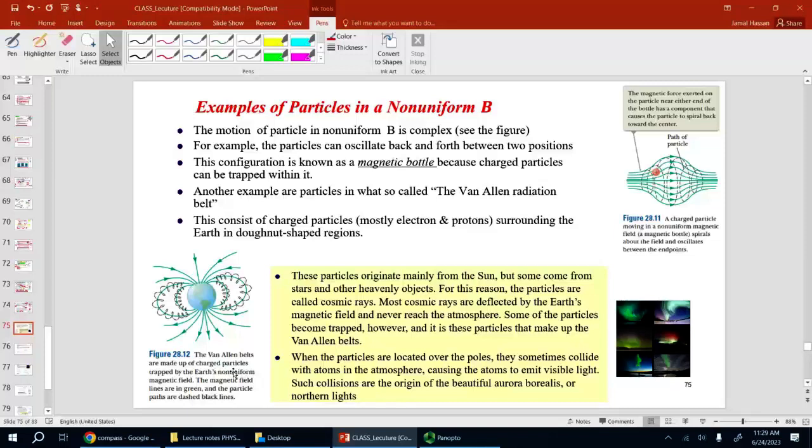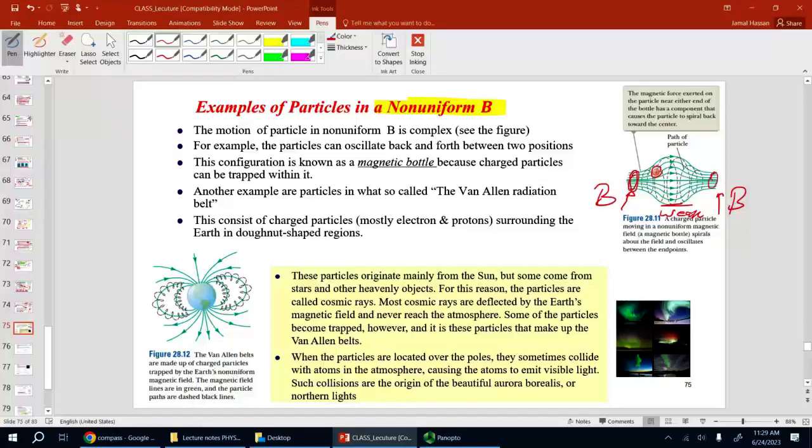So some examples of a particle in a non-uniform B. We already discussed what happens if B goes up or goes down. One of the things that we learn is, for example, in this particular case, it looks like the magnetic field here is strong. The magnetic field here is weak. How do I know? Well, there is a particle moving around in that space. Here, the radius of that circle is small.